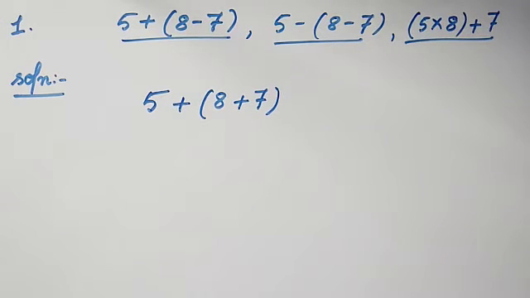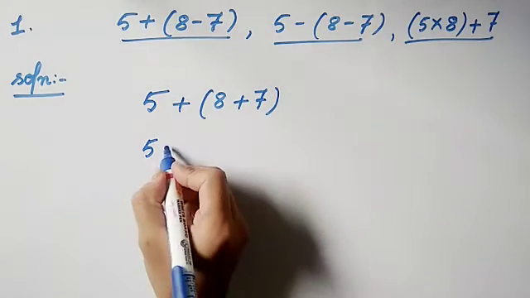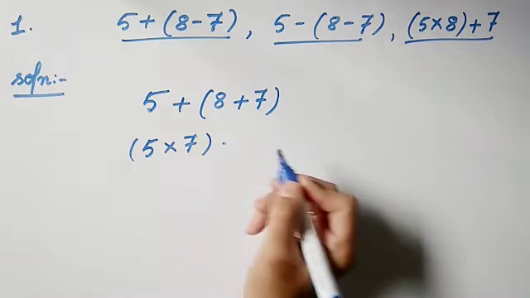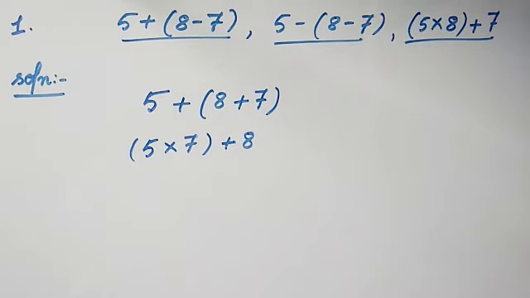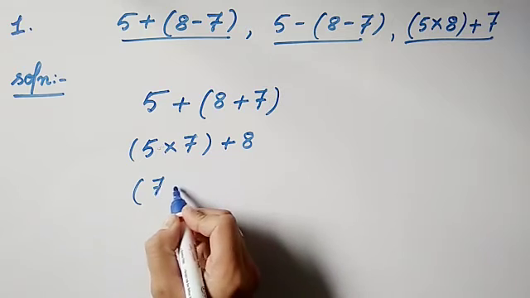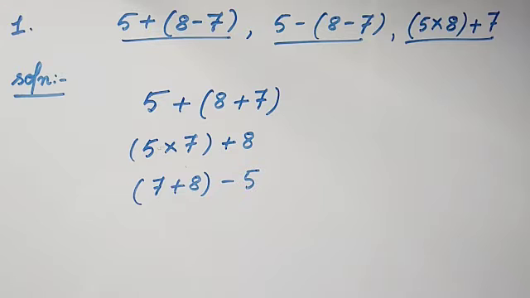Next, my second expression will be something like this: 5 into 7 plus 8. So this is my second expression: 5 into 7 plus 8. And next, my third expression will be 7 plus 8 minus 5. So this is my third expression. So like this, you can make your own expressions.